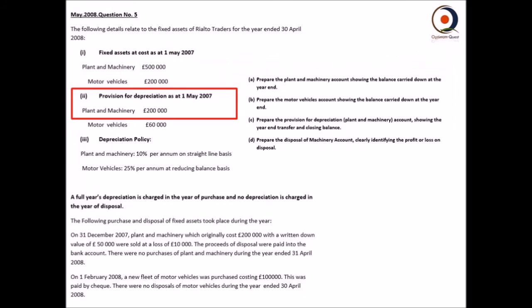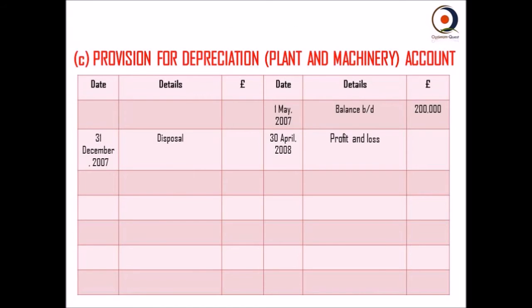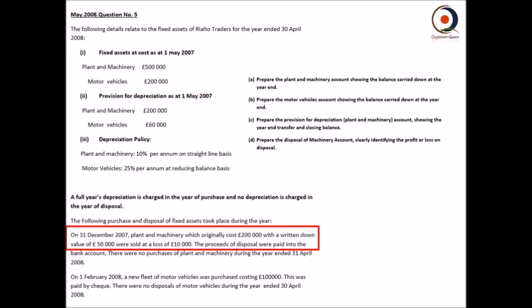Since the first thing we need to look for is balance BD, we can see in the question we have the balances for provision for depreciation as at 1 May 2007, which is 200,000 for plant and machinery. So what we will do is pick this item up and record it on the credit side of the plant and machinery account as balance BD with 200,000 pounds.